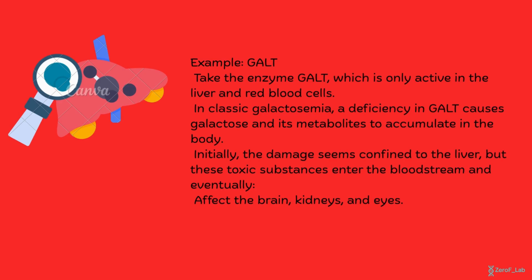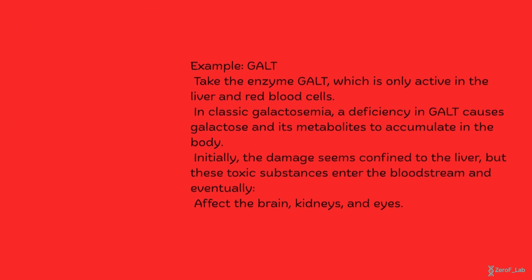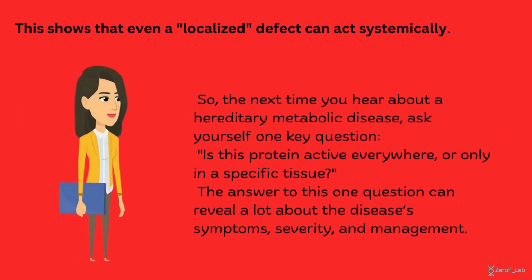Example: GALT. Take the enzyme GALT, which is only active in the liver and red blood cells. In classic galactosemia, a deficiency in GALT causes galactose and its metabolites to accumulate in the body. Initially, the damage seems confined to the liver, but these toxic substances enter the bloodstream and eventually affect the brain, kidneys, and eyes. This shows that even a localized defect can act systemically.